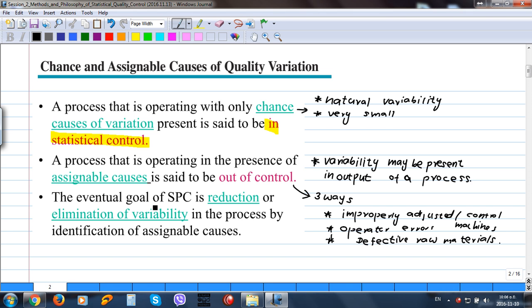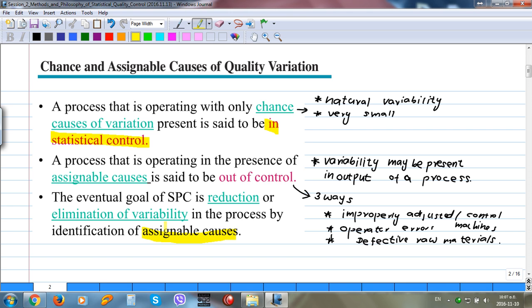The eventual goal of statistical process control is reduction or elimination of variability in the process by identification of the assignable causes. First, we have to identify the assignable causes, then we have to reduce or eliminate these assignable causes in order to improve the quality. That is the core of statistical process control.